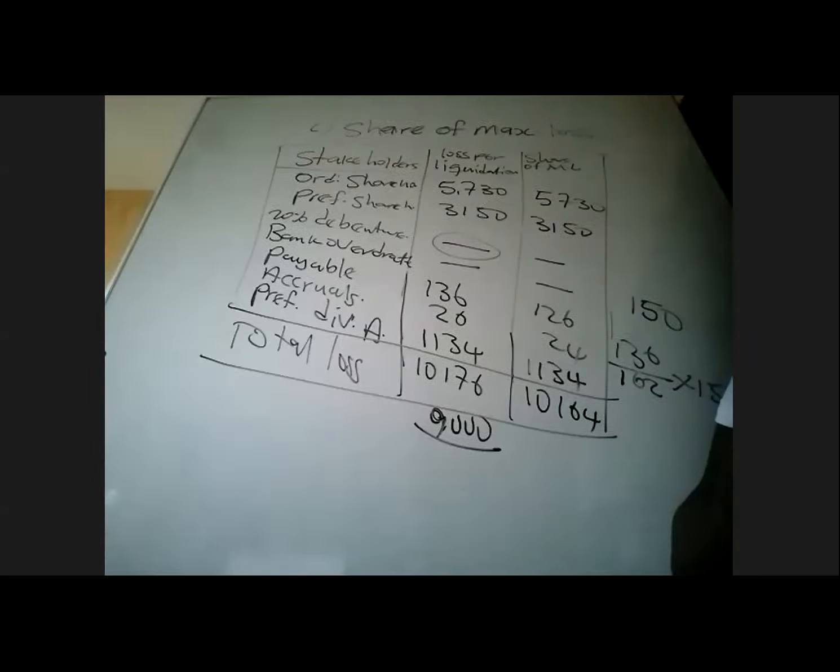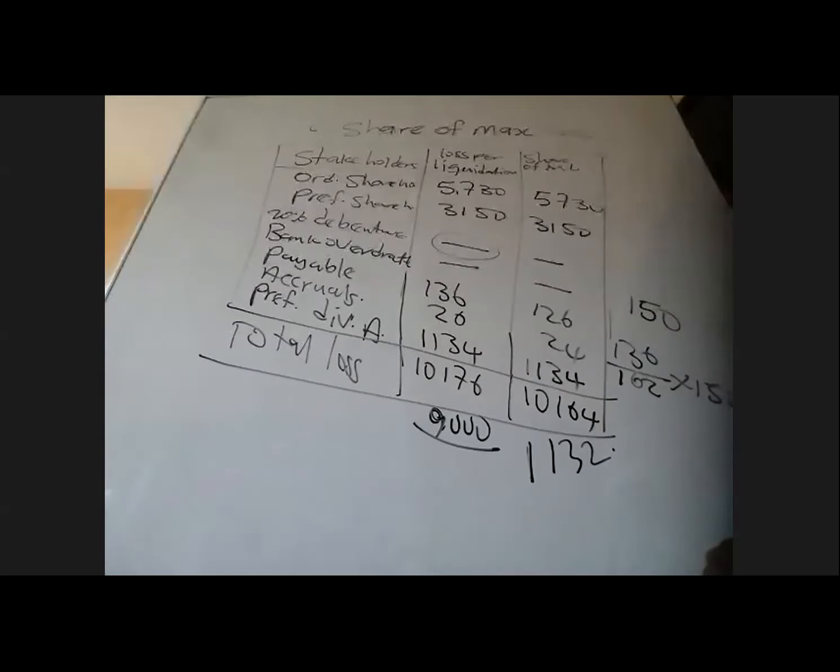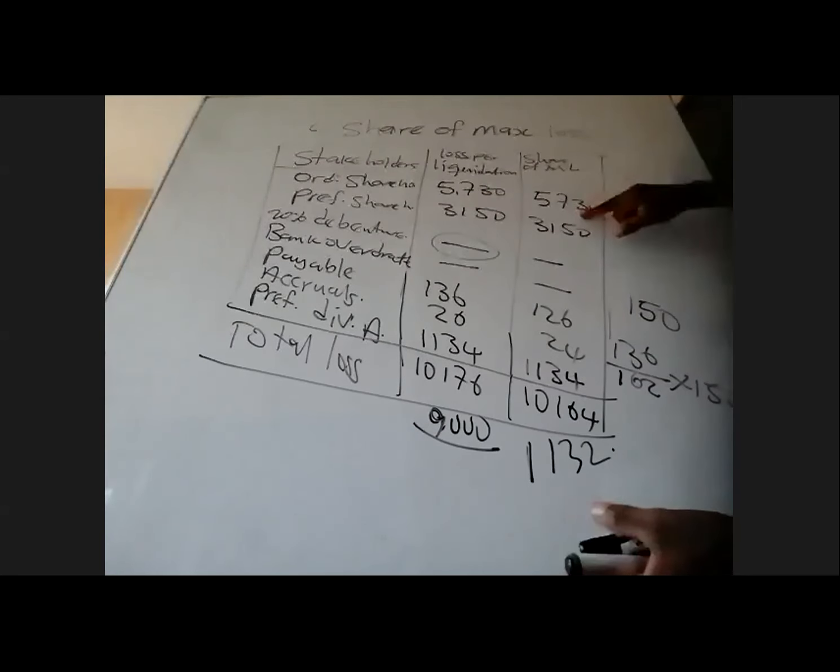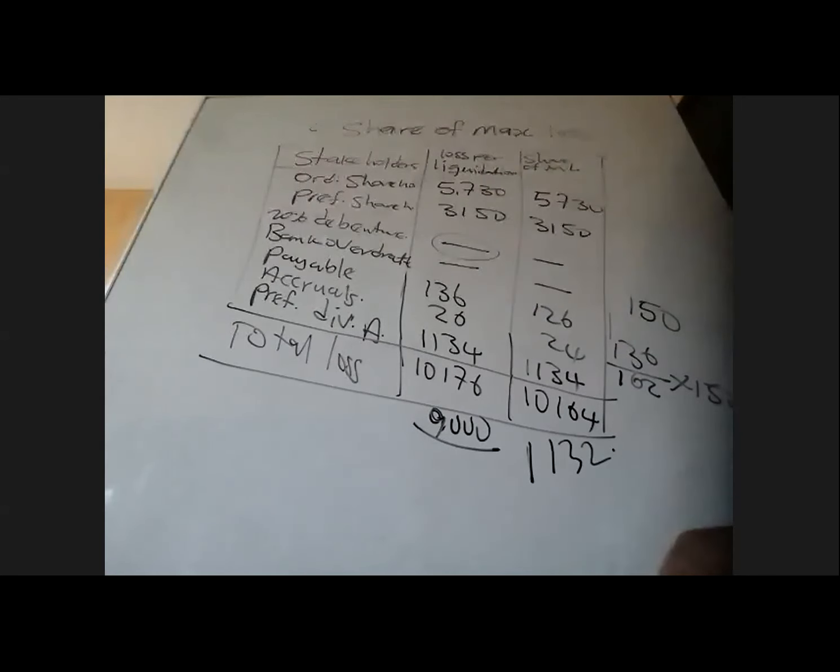Good. Let's move on. I'm done with the share of maximum loss. We've been able to share the maximum loss fairly and equally among the stakeholders. Here, no one will get annoyed because upon liquidation, shareholders, you are losing everything. So upon reconstruction, you lose everything. Good. So that is it.